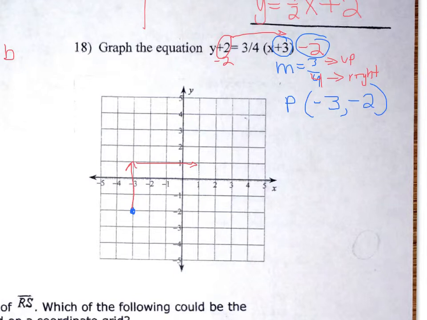And then you plot a point. Again, 3 up, 4 to the right, and then plot a point.